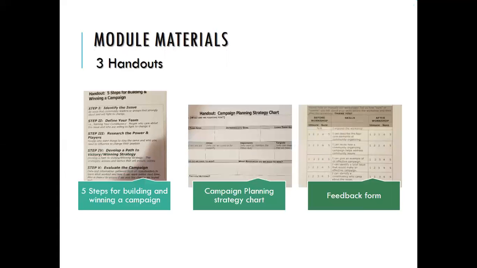There are 3 handouts as part of this module. The first one is around the 5 steps we just talked about. The second one is the template for creating that campaign plan. This is a really effective template. As I look at it, it really covers all the bases for these teams who are putting together a plan. And then the last handout is really the feedback form for the workshop participants before and after.